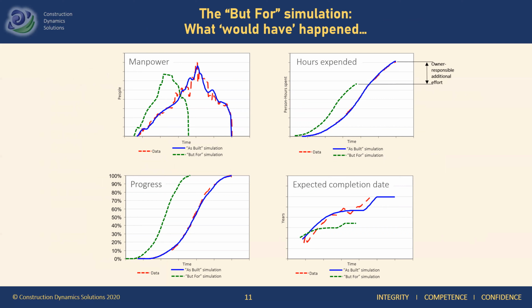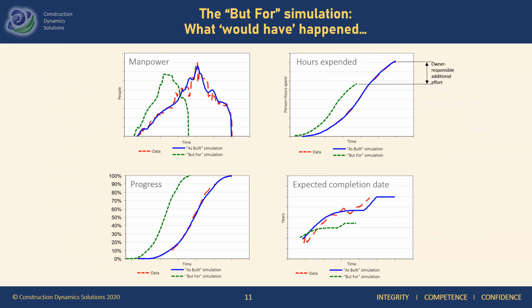And now we can answer our question, because if we focus on the top right graph, the red and the blue lines, the data and the as-built simulation, tell us how many resources were actually spent on the project. And the green line, the but-for simulation, tells us how many resources would have been used without the disruptive events that were caused by the employer. So now we can answer the question, and it's clear that the employer was responsible for the difference between the red and blue and the green. That would include direct costs and all of the associated disruption.